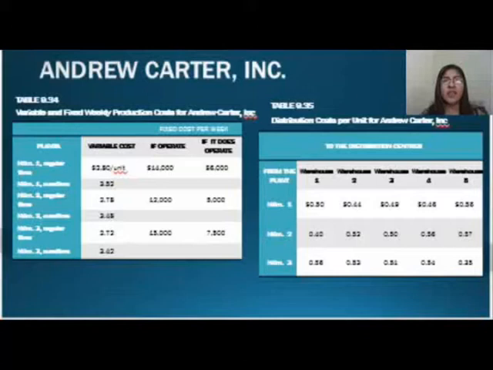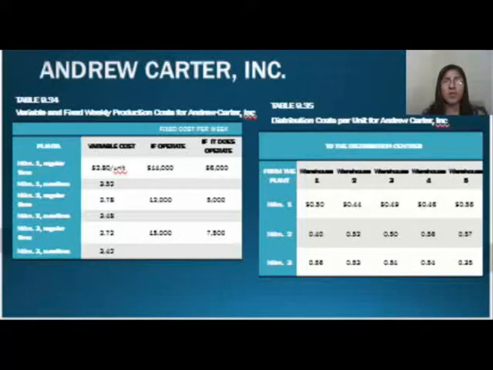In this table, the variable cost per unit and fixed cost of production, which are assigned to each plant whether it operates or not. And in this table you can see the cost of distribution from the manufacturing plants to each warehouse.